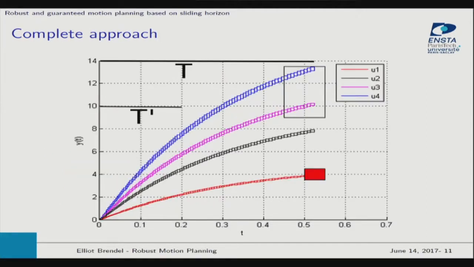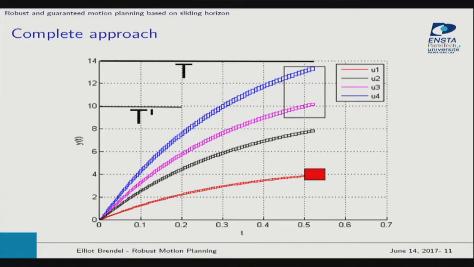So our approach combines validated simulation and the sliding horizon. So first, we assume that we have a discretization of our parameters. So, for example, here there's 4 values of the parameter u. And then in a loop, we perform the sliding horizon algorithm, and we use validated simulation to find the trajectory from the ODE.